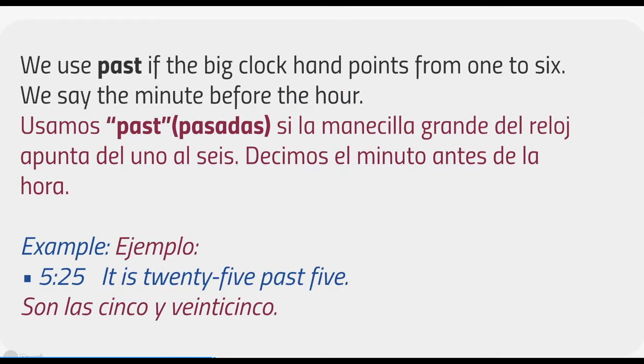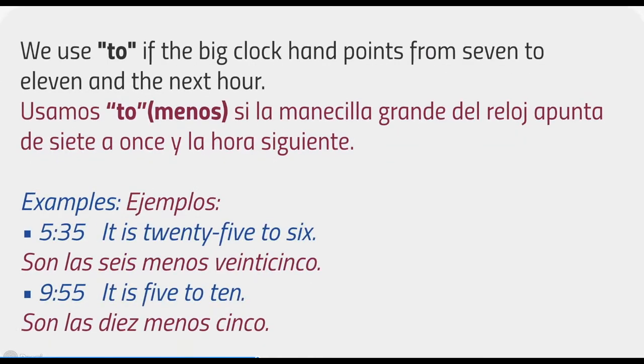We use past if the big clock hand points from 1 to 6. We say the minute before the hour. Example: it is 25 past 5. We use to if the big clock hand points from 7 to 11, and the next hour. Examples: it is 25 to 6. It is 5 to 10.